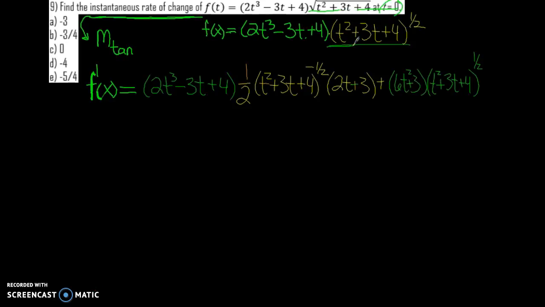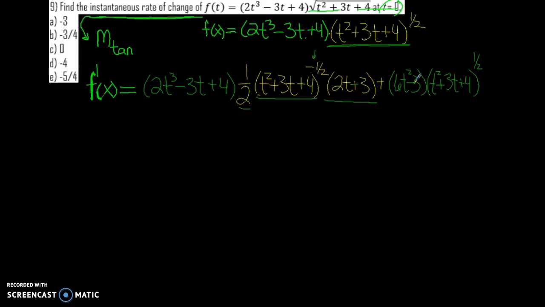Keeping in mind that when we took the derivative here, we used the chain rule. So here's the exponent, here's the inside, we leave it alone. Here's the exponent -1 times the derivative of the inside right there. I believe there's a mistake right here. The derivative of the second should be 6t squared minus 3. So I'll go ahead and fix this, and we're set.